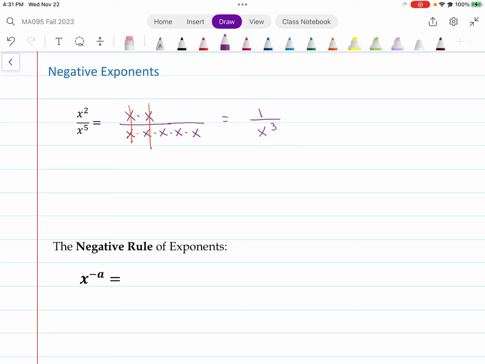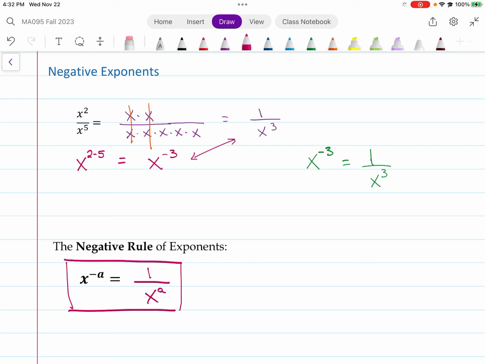Let's do this the other way. Think about this as x to the 2 minus 5, and that is x to the minus 3. That means these two are equal. By doing it two different ways, we must conclude that x to the minus 3 is the same thing as 1 over x cubed. So the rule is x to the negative a is 1 over x to the a. This one often takes some stopping and thinking, so feel free to do that.